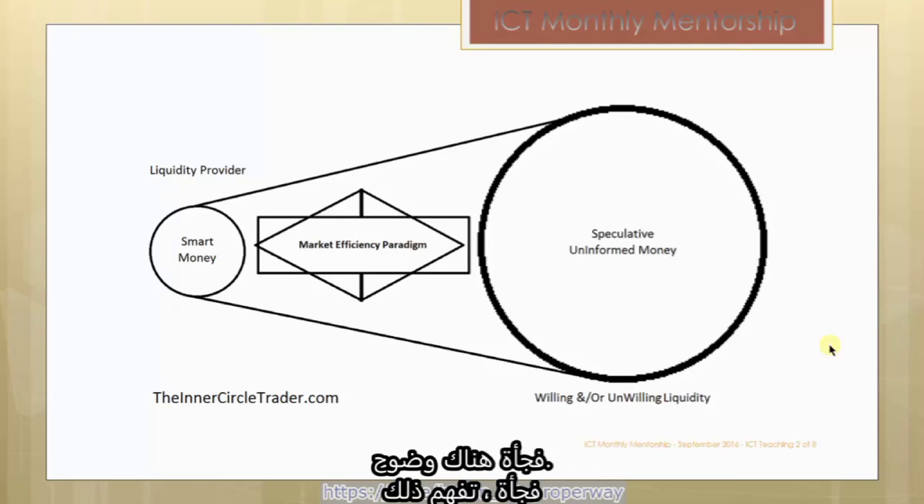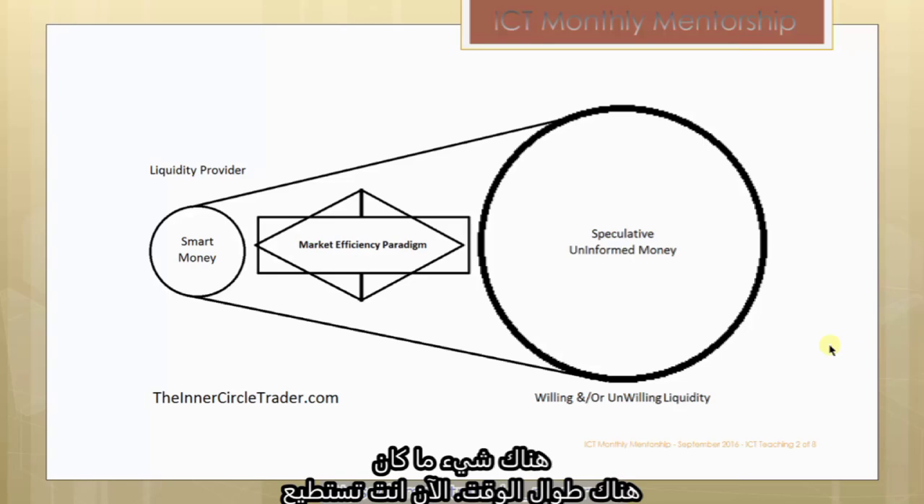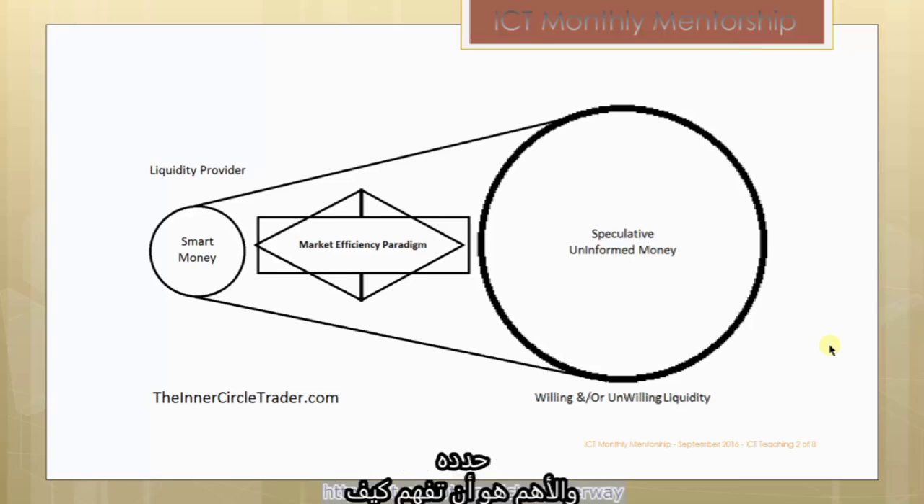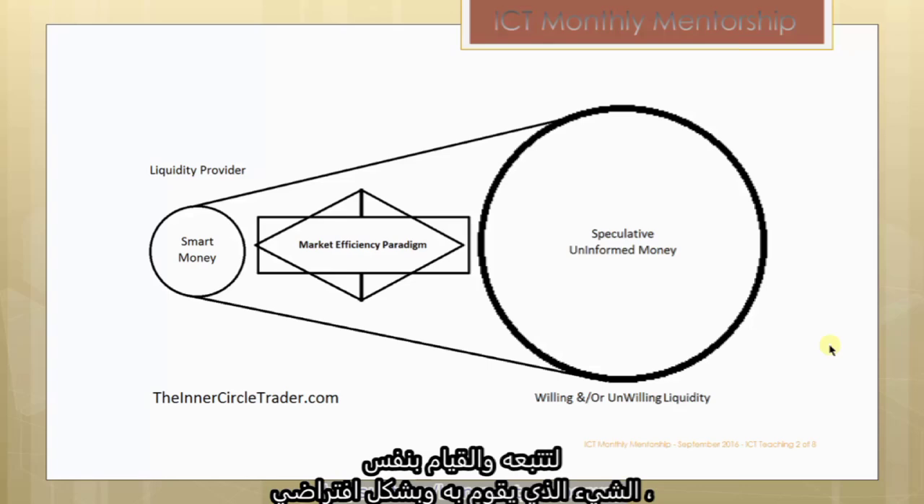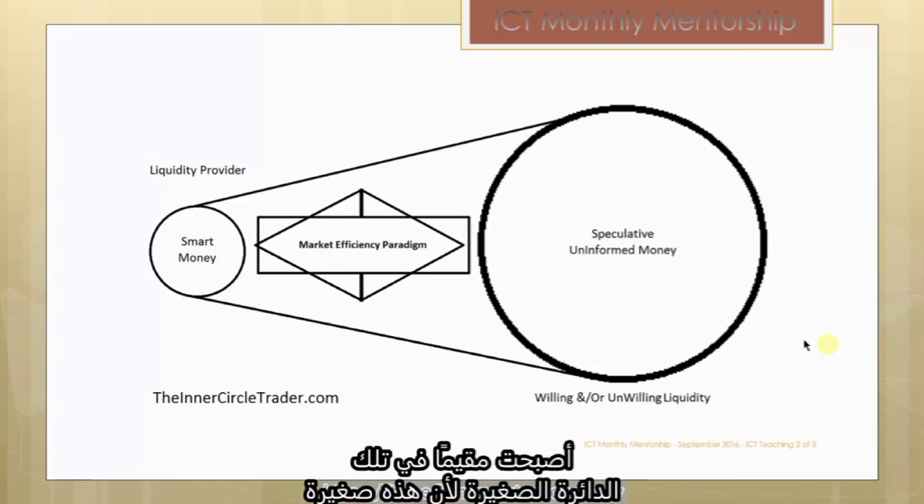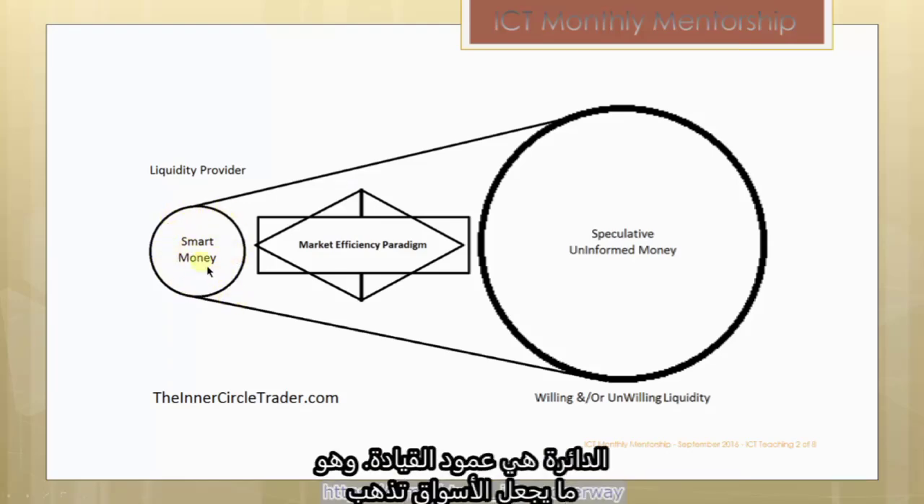Suddenly you understand that there's something that's been there all along. Now you can identify it. And what's more important is you understand how to track it and do the same thing it does. And by default, you become a resident of that small circle. Because this small circle is the drive shaft, which makes the markets go around.